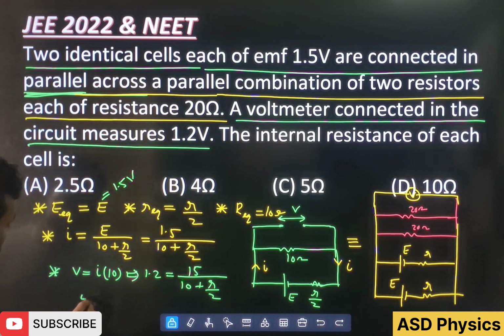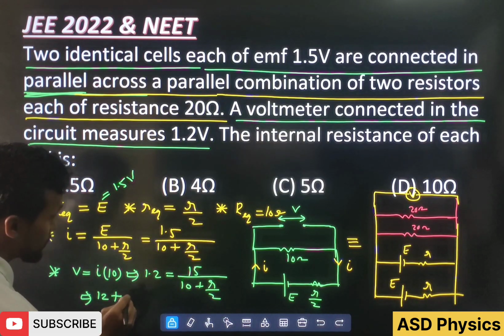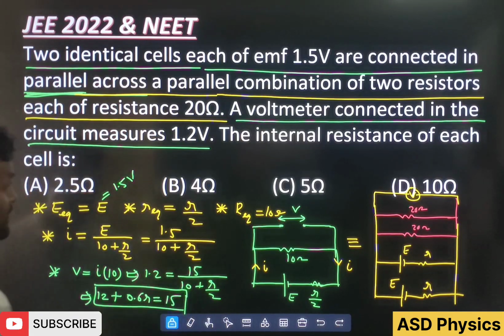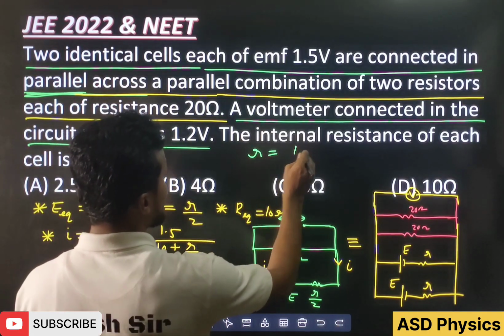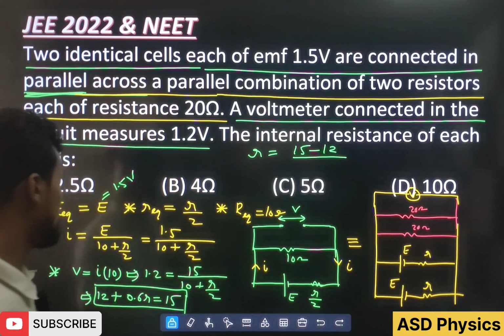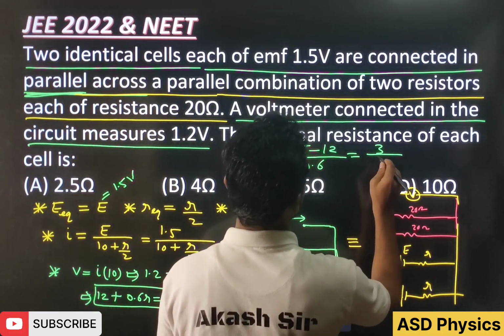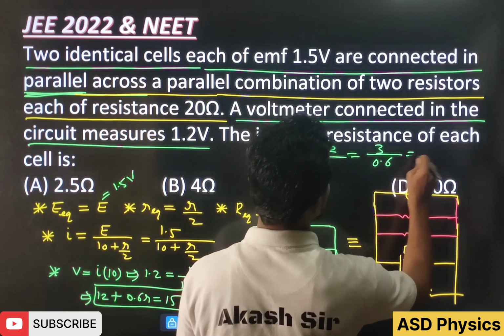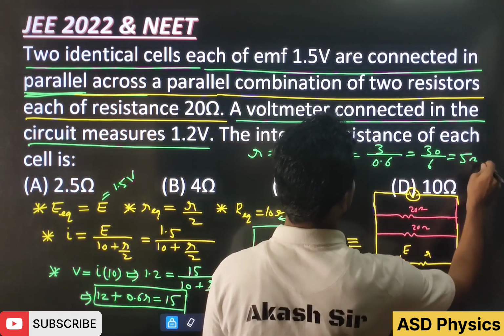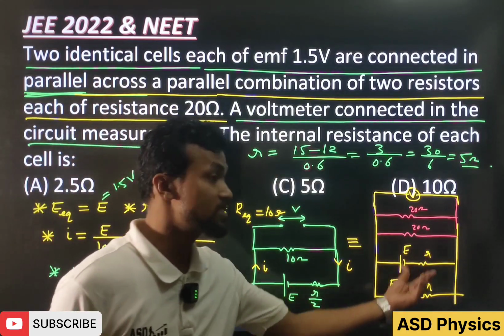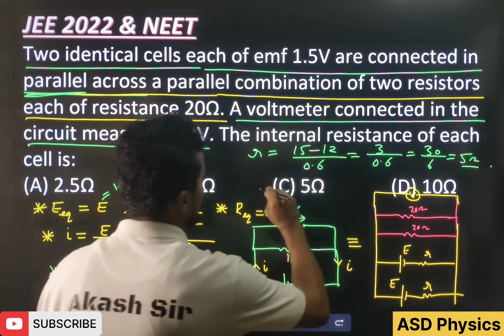Is it? Now again you can simplify this here. Just do the cross multiplication. 1.2 into 10. That means it will become 12 plus 1.2 into R by 2. It will become 0.6 R is equal to 15 here. Okay, students. So when you simplify this, I can write, see, R equal to 15 minus 12, is it, by 0.6 here. Okay. So 15 minus 12, how much here? 3. 15 minus 12 means 3 by 0.6. That means 30 by 6. How much is coming here? 5 ohm. That means this resistance value is 5 ohm. Okay.